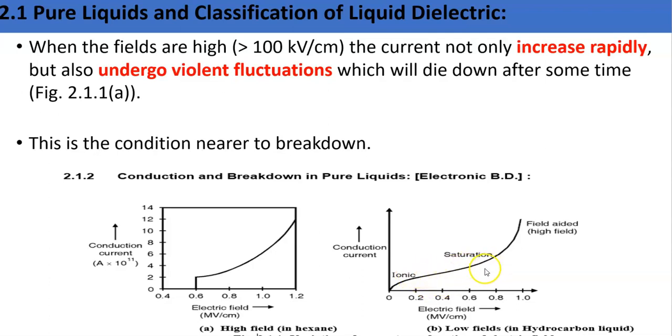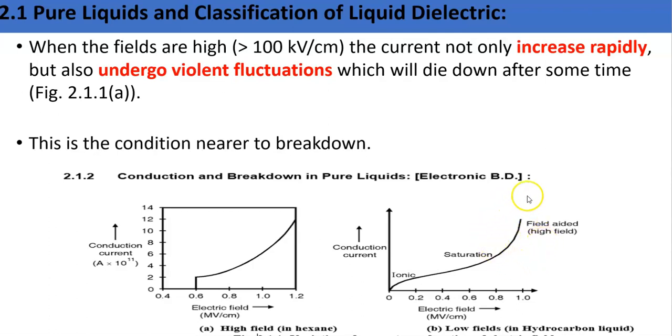So saturation will come even if you go on increasing the voltage. Current will not increase too much. The saturation stage will be there. When the field becomes very high, some phenomenon will happen that we are going to discuss, and due to that phenomenon the current rapidly increases and breakdown takes place. Here also it is exponential. We have derived the transformer oil breakdown equation. So this will be the exponential growth in the conduction current, and breakdown will take place.